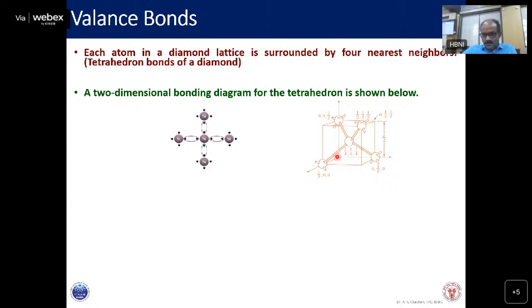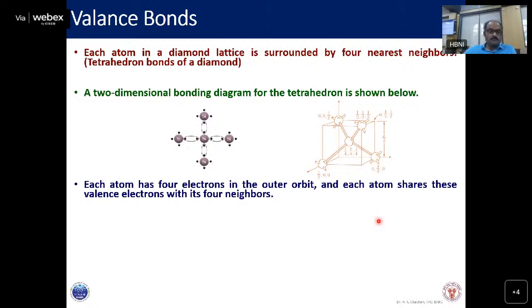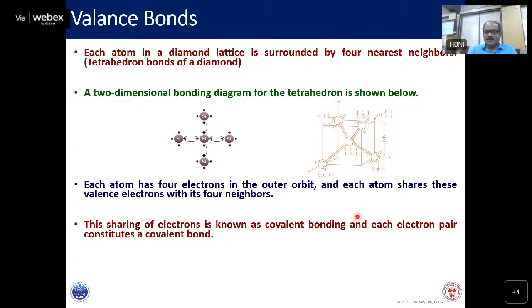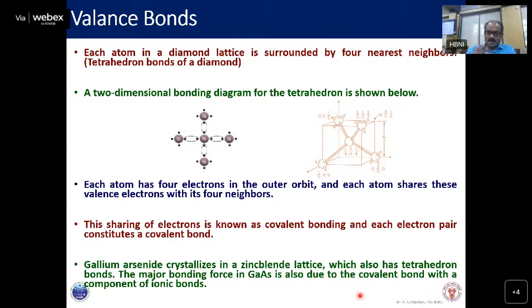This is a 2-dimensional bonding, if you see only, but this is for 3 dimensions. You have 1, 2, 3, 4, and here you have silicon, silicon, silicon, silicon. Silicon has 4 electrons in its outermost orbit, and this silicon also has 4 electrons in the outermost orbit. So all these 4 electrons will make covalent bonds, and there will not be any free electron. This is from basic chemistry, and all of you must know this. The sharing of electrons is covalent bonding.